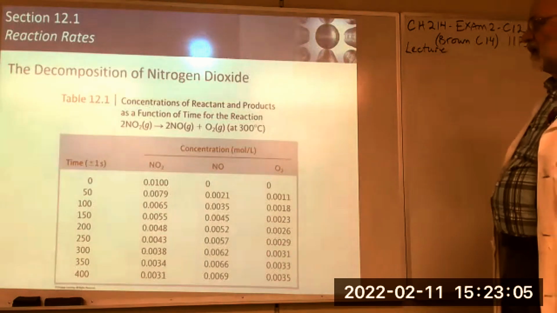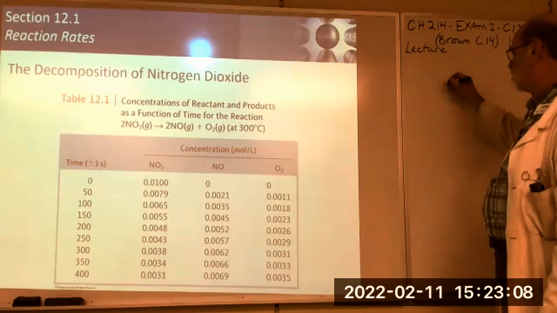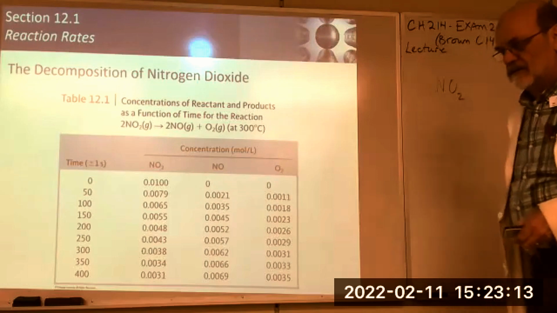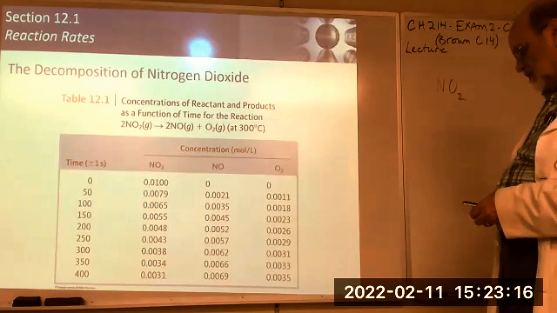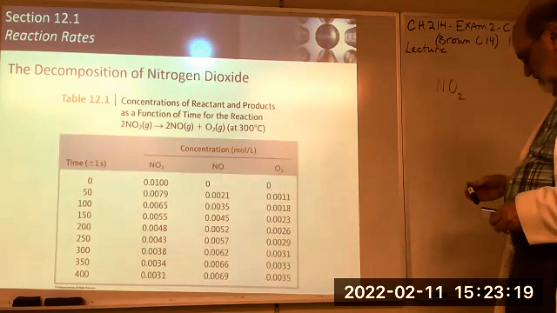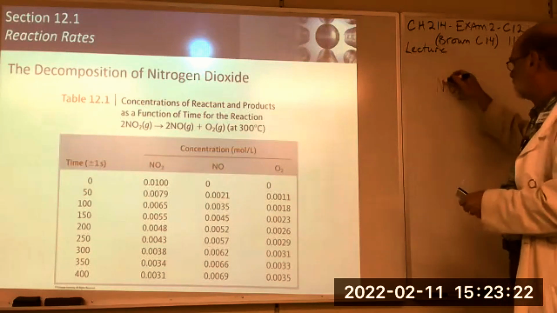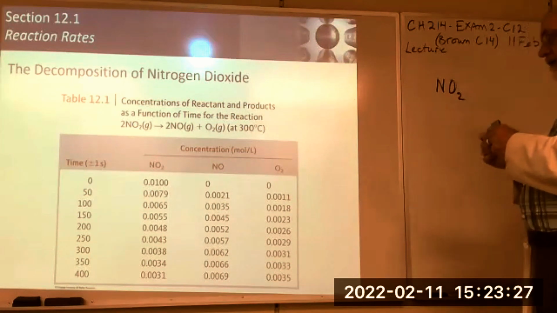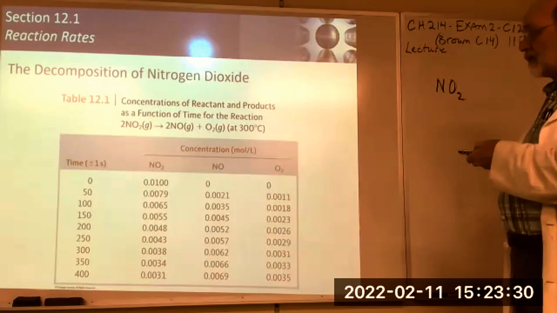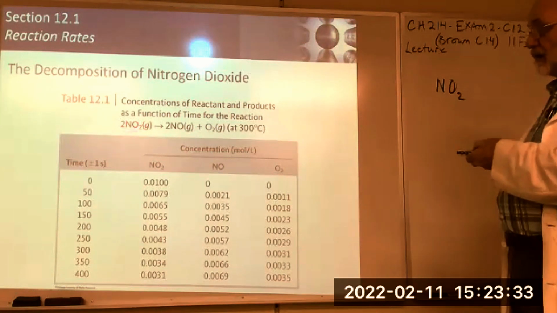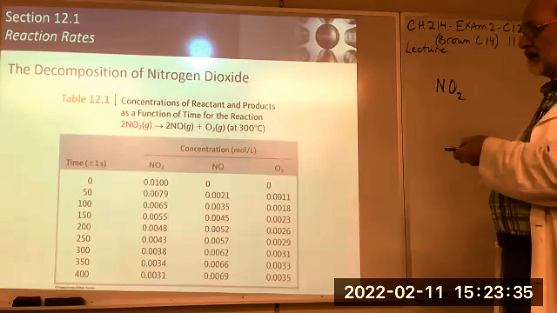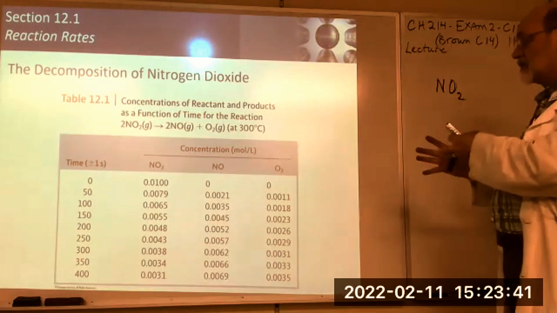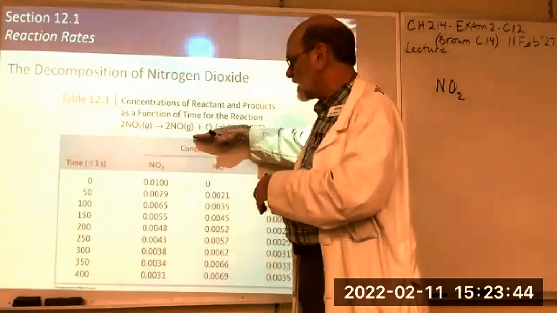So here's an example, nitrogen dioxide. So what's the reaction? Well, nitrogen dioxide is decomposing, right? So it's just a single reactant, and it's changing to nitrogen monoxide plus oxygen. Okay, so that's the reaction. The overall reaction expression is here.